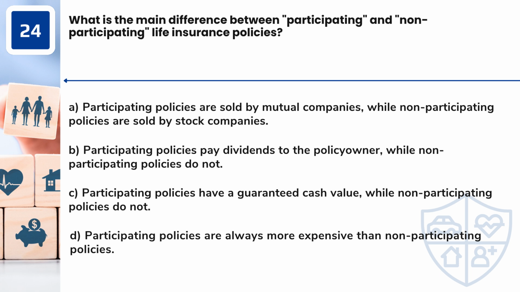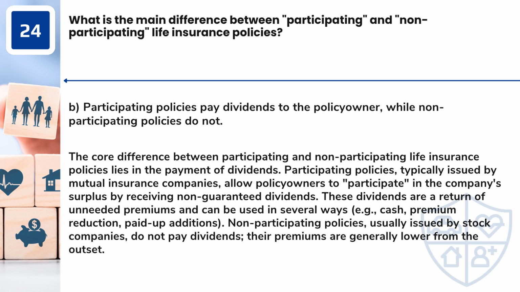Question 24. What is the main difference between participating and non-participating life insurance policies? A. Participating policies are sold by mutual companies, while non-participating policies are sold by stock companies. B. Participating policies pay dividends to the policy owner, while non-participating policies do not. C. Participating policies have a guaranteed cash value, while non-participating policies do not. D. Participating policies are always more expensive than non-participating policies. Answer: B. Participating policies pay dividends to the policy owner, while non-participating policies do not.